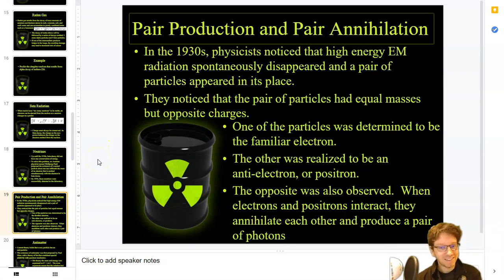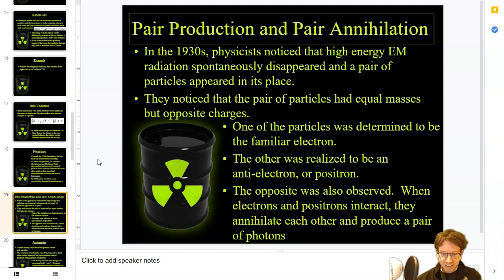So another thing physicists noticed in the 1930s is that if you had a high enough energy in a small enough space, so a very, very high energy electromagnetic radiation, sometimes it would just disappear. And instead, it would create particles in its place. So this is energy creating mass, and we'll talk more about that in our next lesson. So energy creating mass. And not just any mass, it created a pair. Right? So we call this pair production.